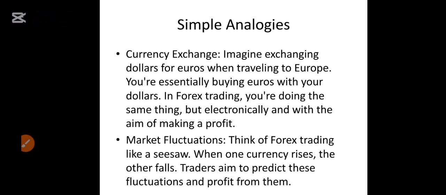Simple analogies: currency exchange. Imagine exchanging dollars for euros while traveling to Europe. You are essentially buying euros with your dollars. In forex trading, you are doing the same thing but electronically and with the aim of making a profit. Market fluctuation: think of forex trading like a seesaw where one currency rises, the other falls. It's as simple as that. Traders aim to predict these fluctuations and profit from them.